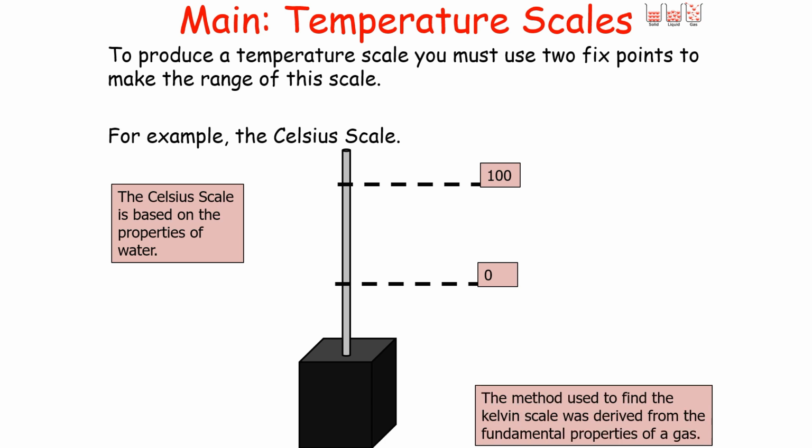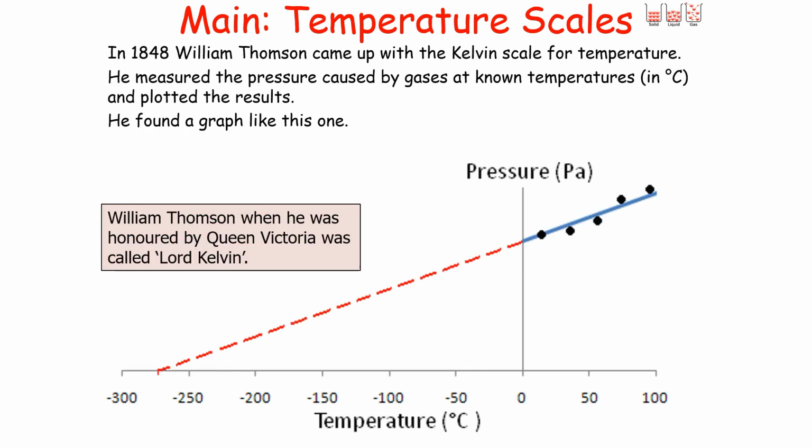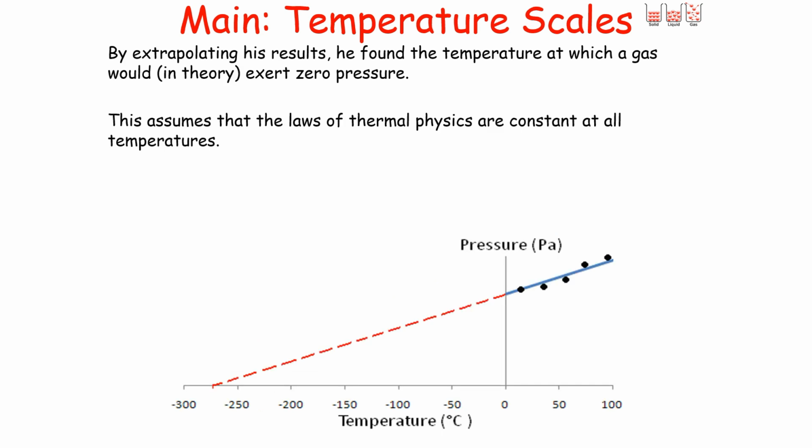Now, the method used to derive the Kelvin scale was actually derived from fundamental properties of gas. So in 1848, William Thomson, who was later honoured by Queen Victoria and called Lord Kelvin, came up with the Kelvin scale for temperature. He measured the pressure caused by gases at known temperatures and plotted the results. And for every gas, he found a graph like this one. By extrapolating his results, he found a temperature at which a gas, in theory, would exert 0 pressure. You can see the points which he's taken experimentally with the dots and the blue line, and then the extrapolation back to when it would exert 0 pressure.